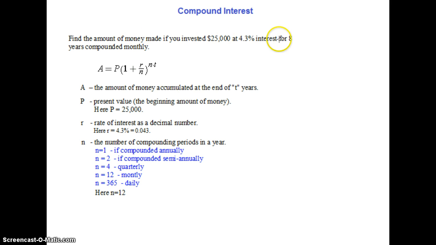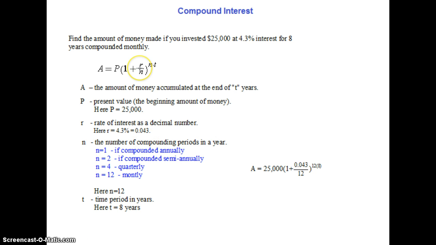In our example, the money is invested for 8 years compounded monthly, so N will be 12. T is the time period in years. In our example, T is 8 years. We substitute P, R, N, and T with their values. P, the present value, is $25,000 times 1 plus R, which is 0.043 as a decimal number, over N, which is 12. We close the parentheses, raised to the power of N times T, 12 times 8.